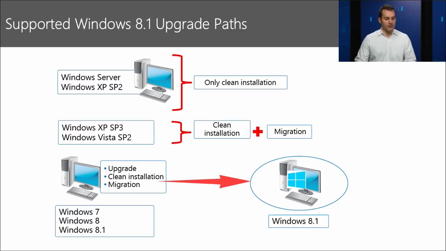And at the very bottom here, they're just saying, hey, with the server or XP Service Pack 2, you can't even do a migration of settings. It's only a clean installation. And then also, I'll just add to the slide, if you have a 32-bit version and you're trying to go to a 64-bit version, that's not going to upgrade, or vice versa. If you had a 64-bit version and you're trying to go to 32-bit, you can't upgrade that.